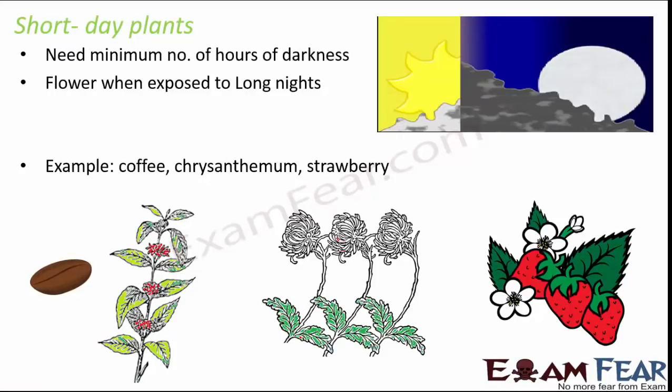Short day plants. The name itself says short day. So they need shorter days and longer nights to flower. So they flower when exposed to long nights. They need a minimum number of hours of darkness. So that means a minimum number of hours of darkness must be satisfied. It can be greater than that, but at least a specific number of hours of darkness must be there. Examples: coffee, chrysanthemum, strawberry. These are examples of short day plants.